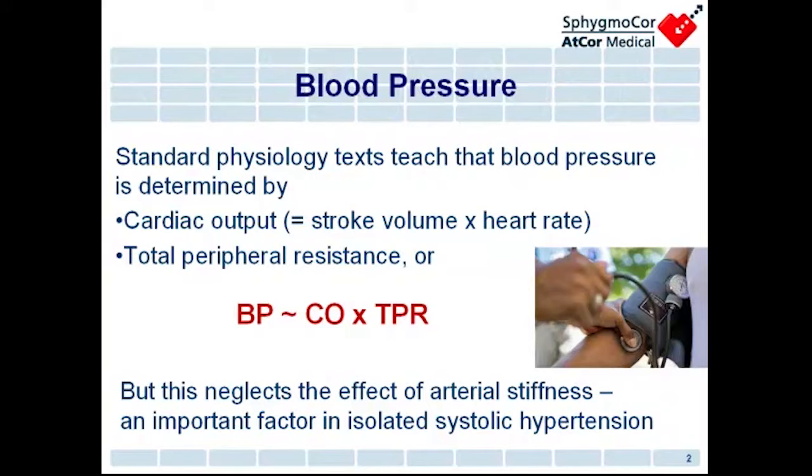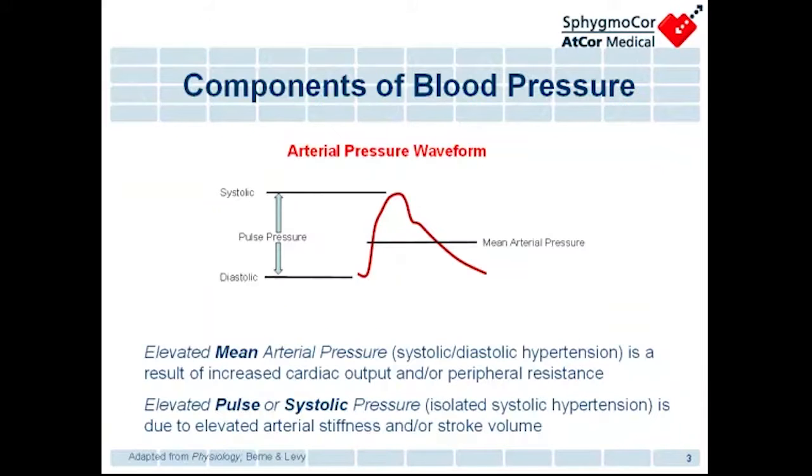So just to review the components of the blood pressure in the arterial waveform, let's see, somewhere here. Oh, there we go. Beautiful. I like that. We have the systolic, diastolic, pulse pressure, and of course the mean arterial pressure. An elevated pulse or systolic pressure is due to an elevated arterial stiffness and/or stroke volume.